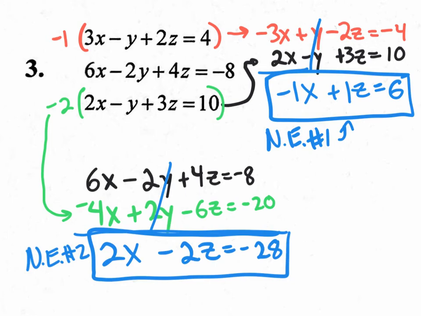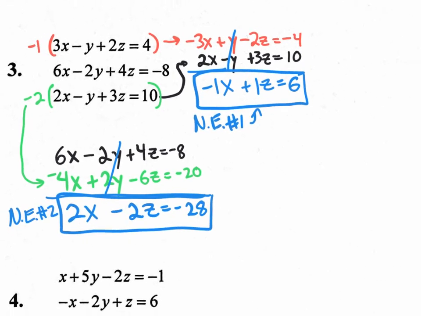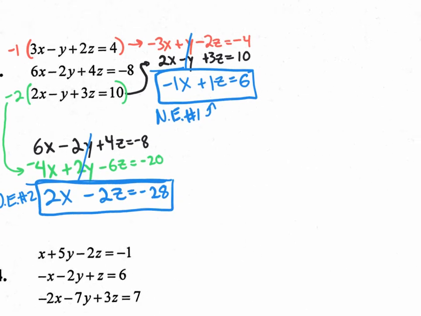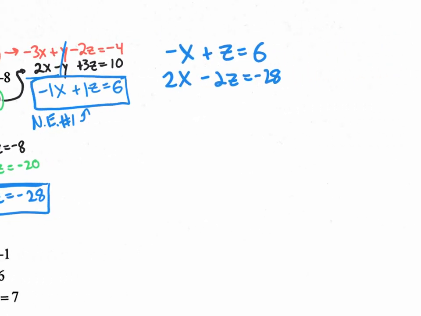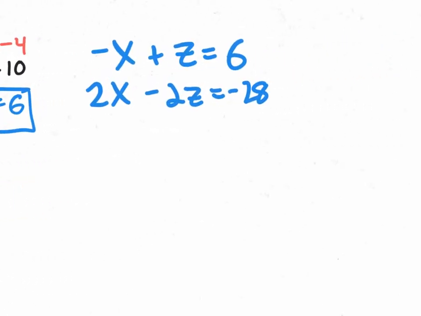Okay. Now step 3 is to create your new 2x2 system with those two new equations from step 1 and step 2. So let's create a new 2x2 system. It's going to read negative x plus z equals 6. That's new equation number 1. And then new equation number 2 right below it, 2x minus 2z equals negative 28. And when we start modifying this new system to get something to cancel, which one would you guys like to cancel, x's or z's?